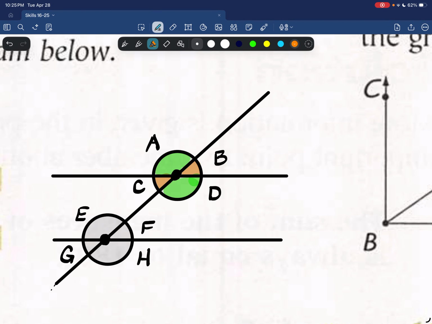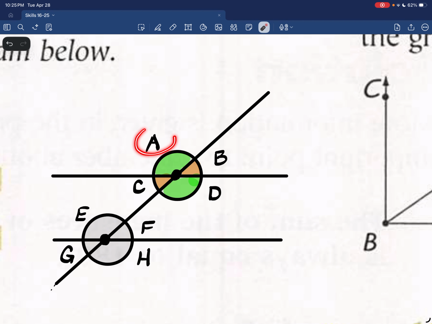Okay. So what this tells me is that angle A is equal to angle D. If angle A is 150 degrees, so is angle D. Angle C is equal to angle B. So I have that green bow tie and I have the orange bow tie, and both bow ties add up to 360.